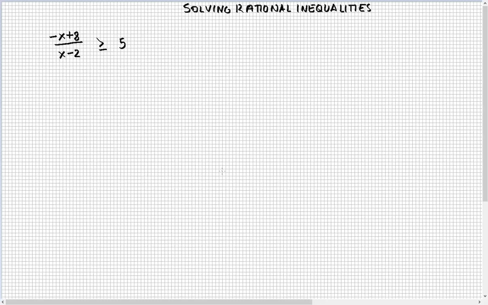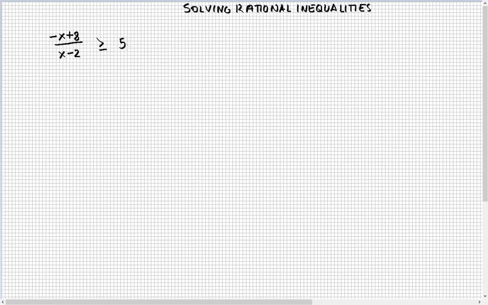All right, welcome. In this video, we're going to solve rational inequalities with a little twist. Remember, the first thing you do is check to see whether you have 0 on the right. The first thing you'll notice is that we don't have 0 on the right. So what we need to do is subtract 5 from the left and 5 from the right. That's going to give us 0 on the right.